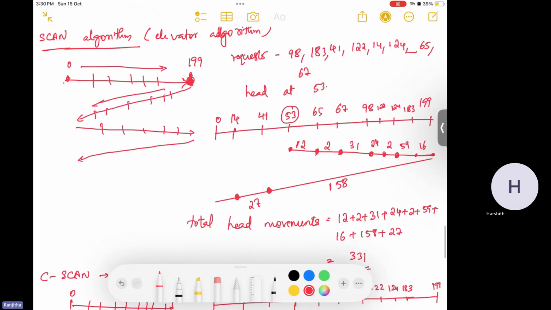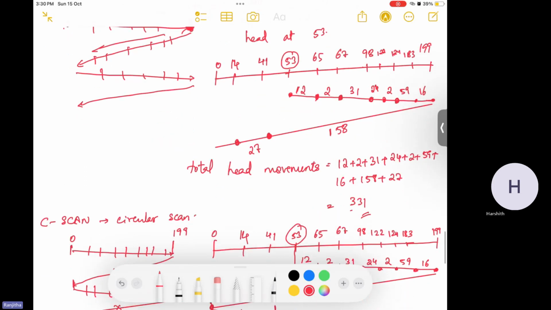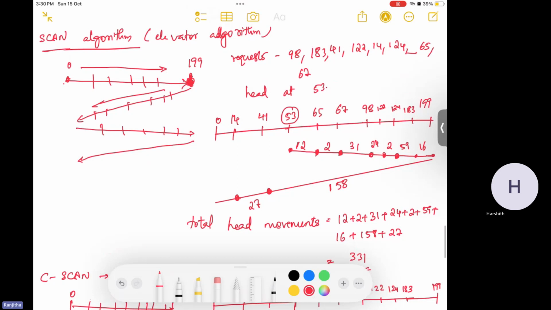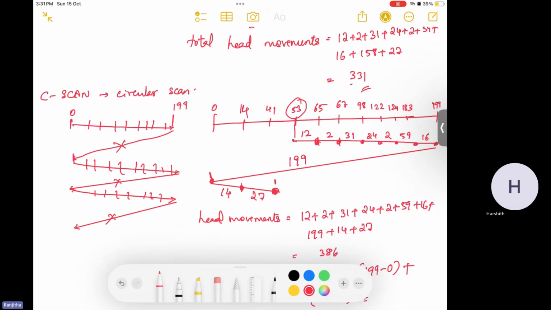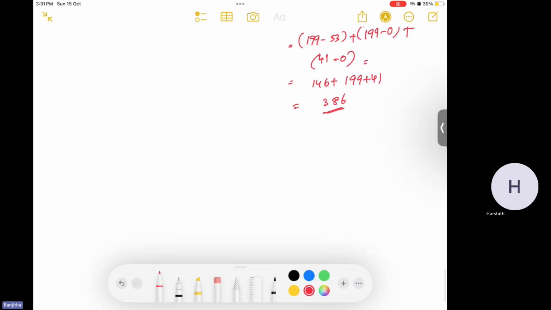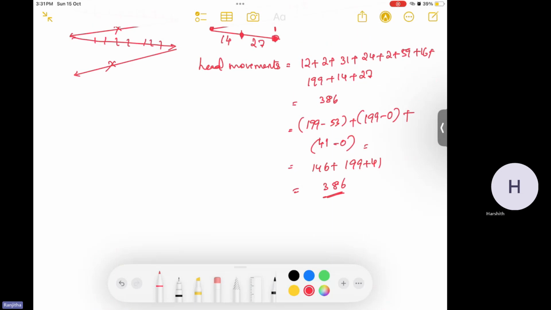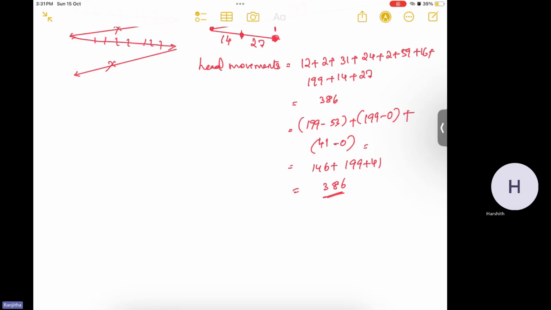So here also, it's going all the way from 53 to 199. This can be computed as 199 minus 53 plus, in the reverse direction it is serving, from 199 to this left point, that is 199 minus 40. So actually it's not needed, we can do it like this. But for understanding, it's good to start by taking the individual differences.